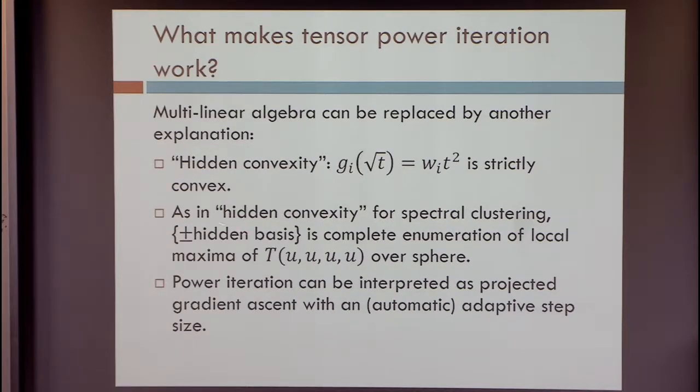Therefore, as in the hidden convexity discussed for the spectral clustering problem, plus or minus the hidden basis vectors, that set is a complete enumeration of local maxima of T(u, u, u, u) over the sphere. And in fact, the tensor power iteration algorithm can be reinterpreted in this sense as some version of projected gradient ascent with an automatic adaptive step size.